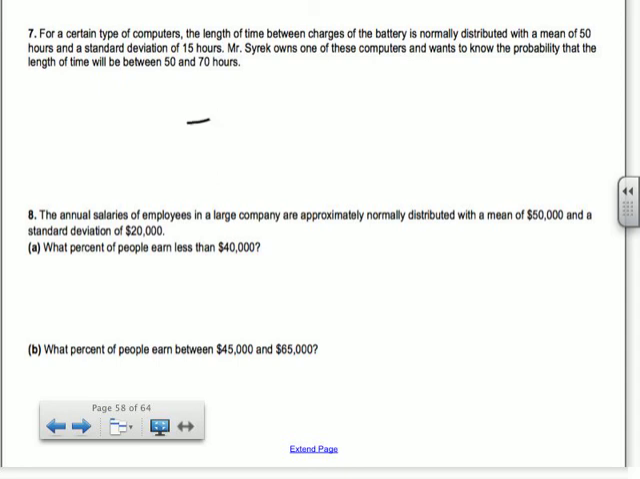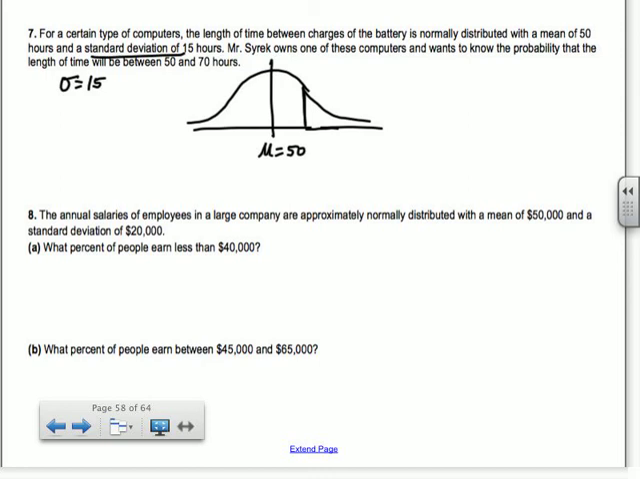Okay, so our mean is 50. And our standard deviation, guys, is 15. Okay, we want between 50 and 70 hours. Here's 70. All right, we want between 50 and 70. So we want right after the mean all the way up to 70. That little area right there.